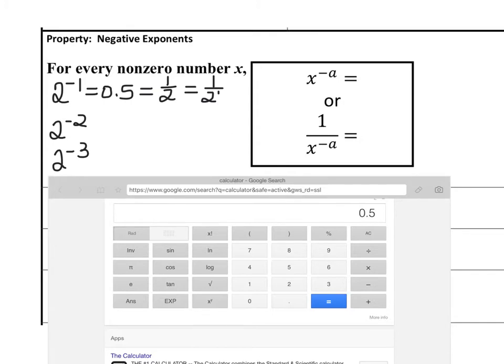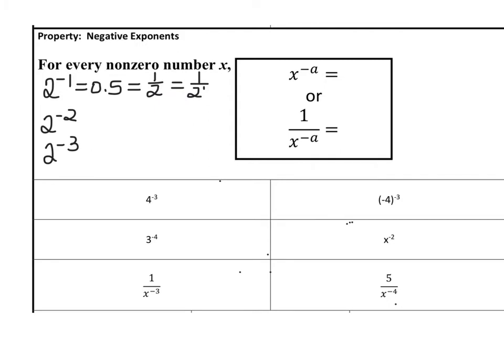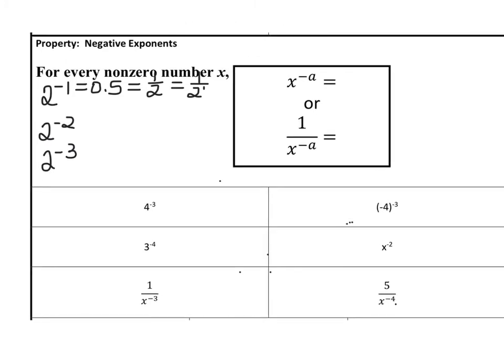So let's take a look at 2 to the negative 2. I'm going to do that one on my calculator as well. And when I do that on the calculator, I get 0.25. And 0.25 as a fraction is 1/4. And I can write 1/4 as 1 over 2 squared. So let me rewrite this one up here. It was 0.5, which is the same thing as 1/2.